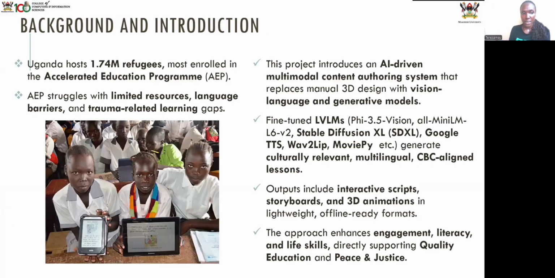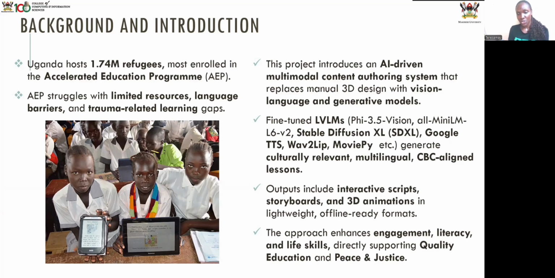Then with the background, we know that Uganda hosts many refugees, and most of them are enrolled in accelerated education programs, which I defined earlier. So this program struggles with limited resources, one. Then it also has challenges with the languages since learners come from different countries and different states. Then there is also a challenge of trauma-related gaps.